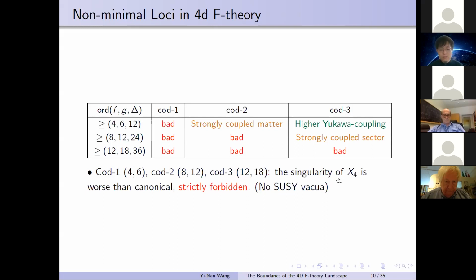But if the order of vanishing is not too high, so the singularity is not that bad, for example, if the order of vanishing of f, g and delta on the codimension 2 locus is bigger or equal than 4, 6, 12, but not too high, then there will be some very interesting physical sectors localized on this locus.